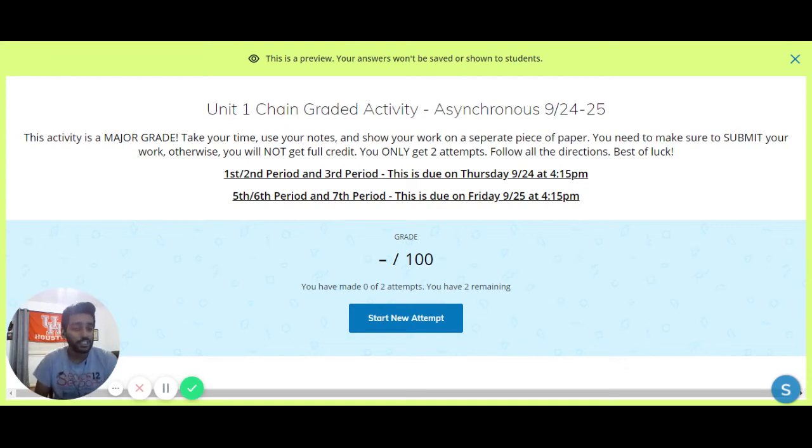Guys, this is the directions for your major grade activity. Now remember to use your notes and take your time with the activity. Make sure you're doing your work on a piece of paper, and I'll show you what that should look like, and make sure you submit your work, otherwise you get no credit.